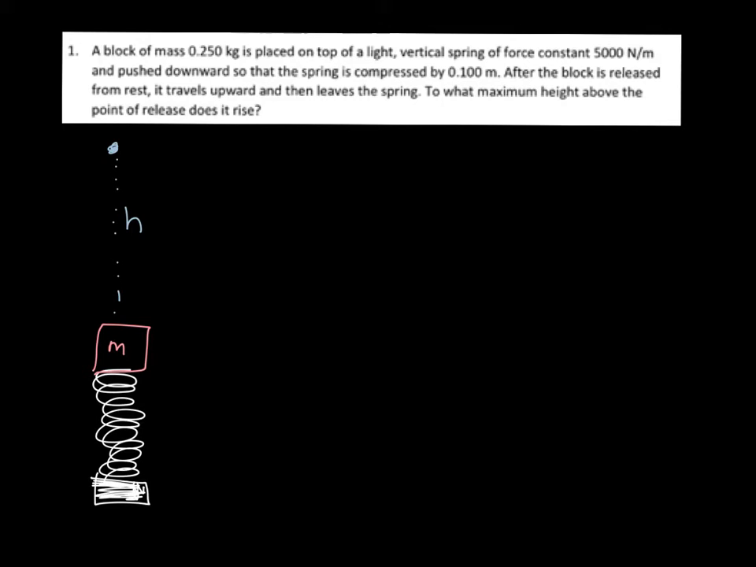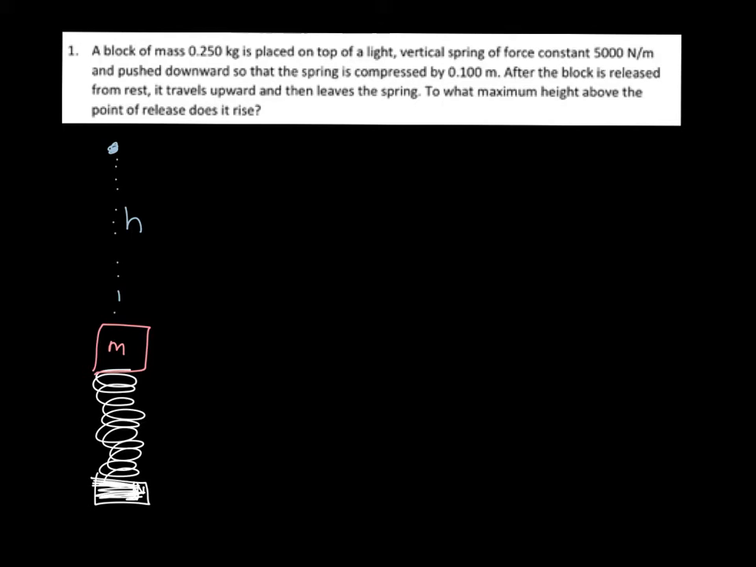Okay, so a block of mass 0.250 kilograms is placed on top of a light vertical spring of force constant 5,000 newton meters and pushed downward so that the spring is compressed by 0.1 meters. After the block is released from rest, it travels upward, then leaves the spring. To what maximum height above the point of release does it rise?